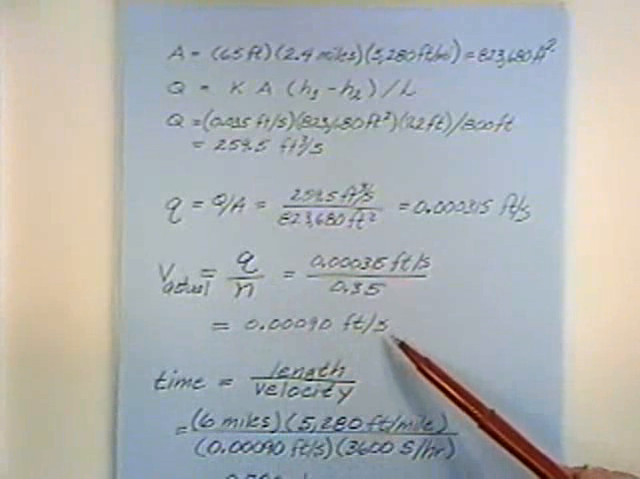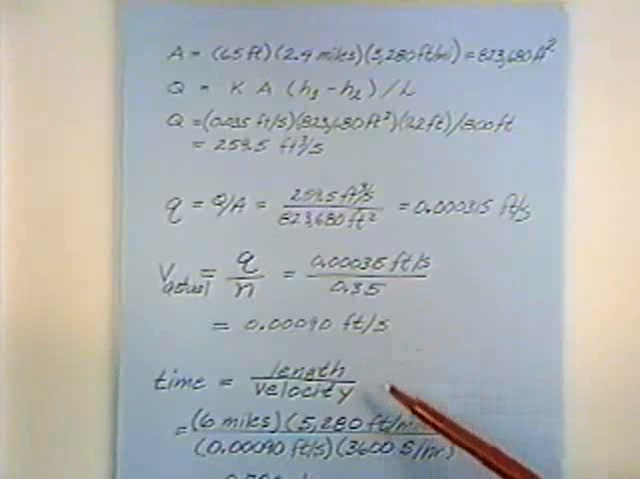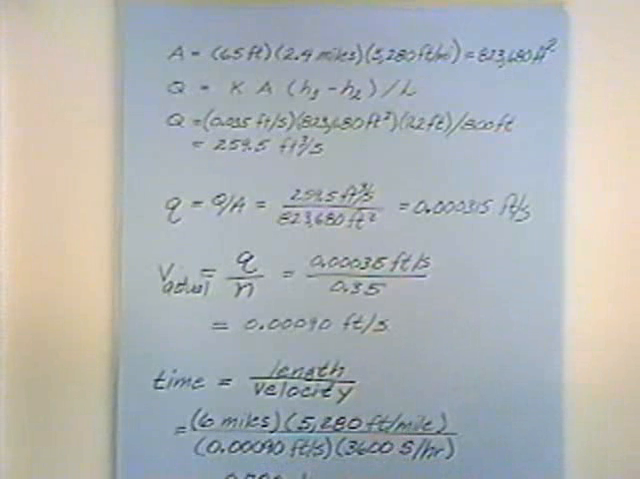The water is actually flowing between the particles through the void spaces at that velocity. Time is length divided by velocity. It's traveling 6 miles at 0.0009 feet per second, and so it's going to take 9,780 hours to get there, to travel the 6 miles.